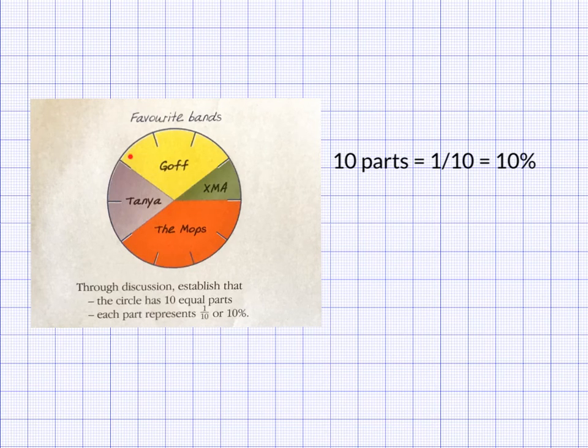person. So you can see that this band has 3 people like it, or 30%, 1 person, 10%, and so on for the mops and Tanya.